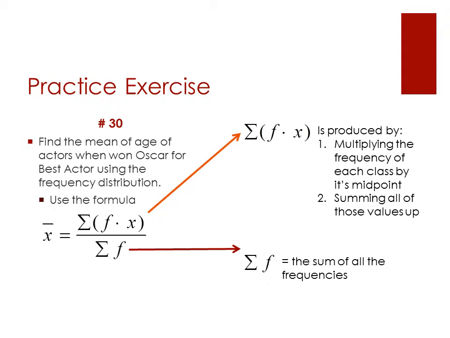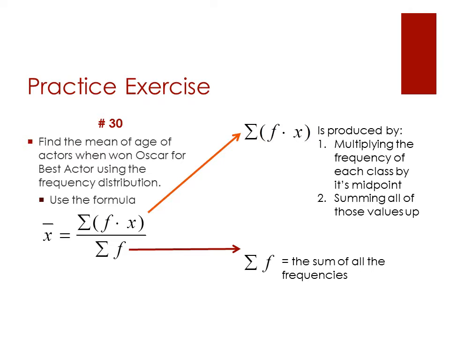Now, if we put these back in with our formula, we see that the lower part of it is simply the sum of F. So that part of the formula, although it looks a little bit strange, is basically just saying we're going to take all the frequencies that occur and sum them all up. And that is our sum of F.